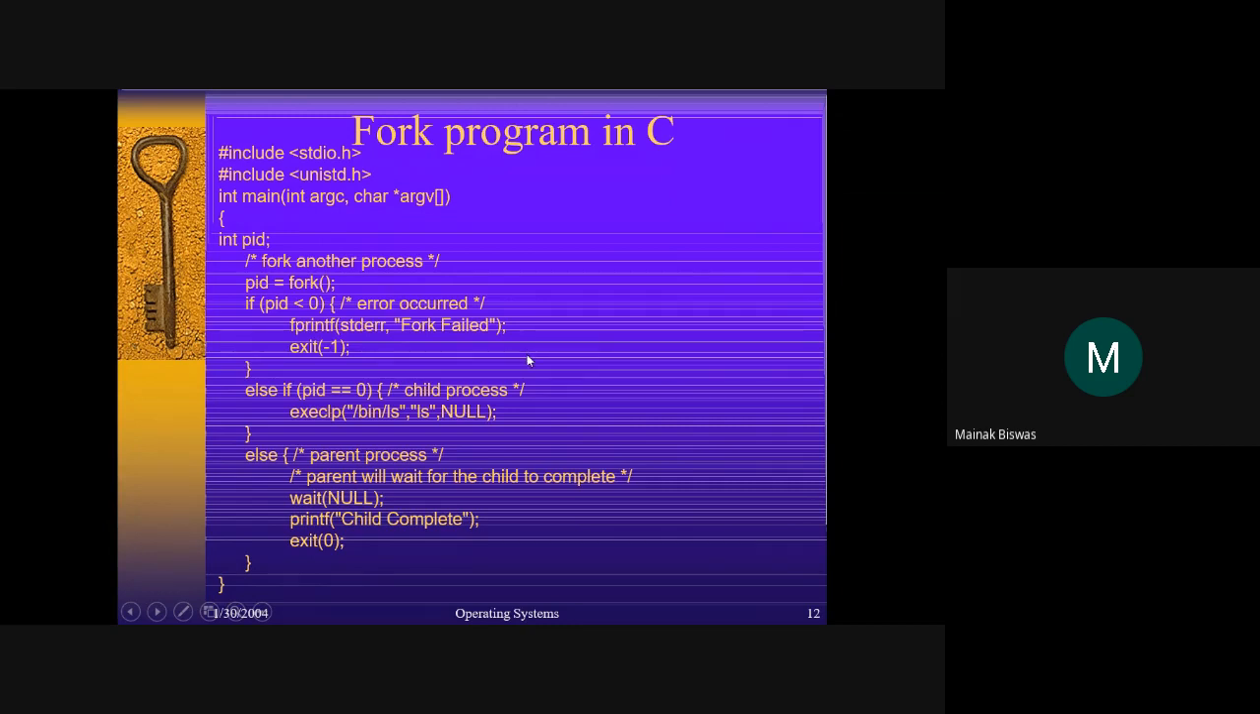But if the PID is equal to 0, in this case the current process image is replaced by the new one. We have to understand the child process actually replaces the current process image within the memory. So the one process memory is there, and the child process which is created replaces the current process image within the memory.